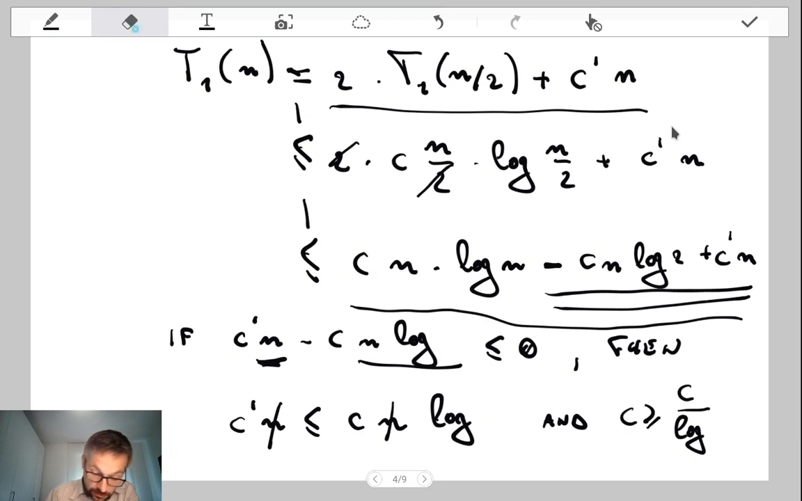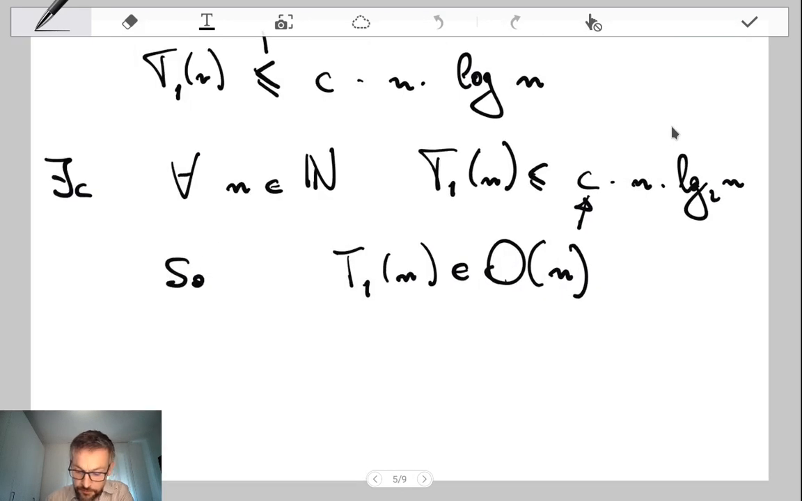Now, since log 2 base 2 is 1, of course, under this condition we are basically asking that c is greater or equal to c prime. Okay. And this is the first typo, and the second typo was about the conclusion.